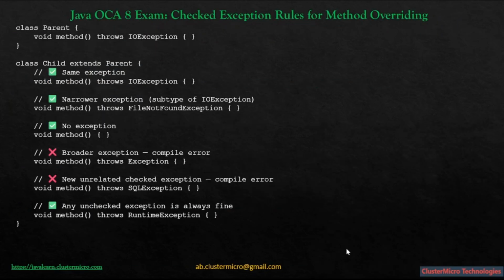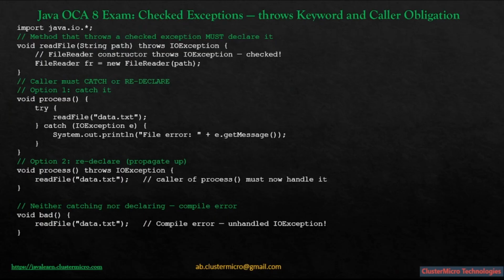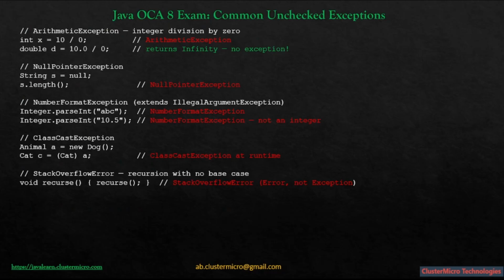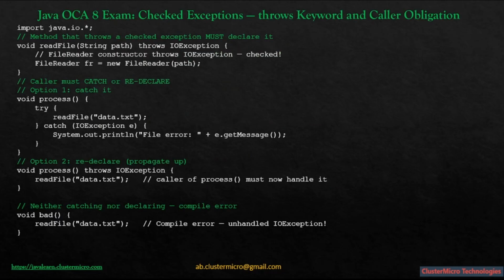So we have void readFile(String path) throws IOException, and FileReader fr = new FileReader(path). FileReader's constructor can throw IOException. The file might not exist, the path might be wrong, the disk might be unreadable. These are external conditions outside your control. Because IOException is a checked exception, the compiler requires the readFile method to acknowledge this. It does so with the throws keyword in the method signature.